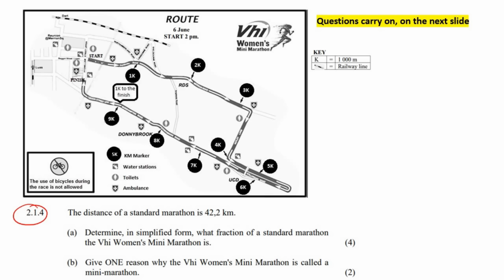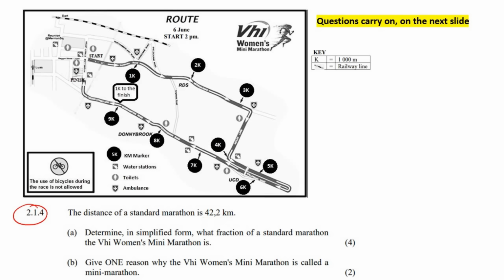Okay, so this question says that the distance of a standard marathon is 42.2 kilometers. Okay, determine in simplified form what fraction of a standard marathon the VHI women's mini marathon is. Well, this one is 10 kilometers. You can see that it says 1 kilometer, 2 kilometer, 3 kilometer, it goes on and on and on. Here it says 9 kilometers, and then it says that there's 1 kilometer to the finish line. So that means it's a 10-kilometer race.